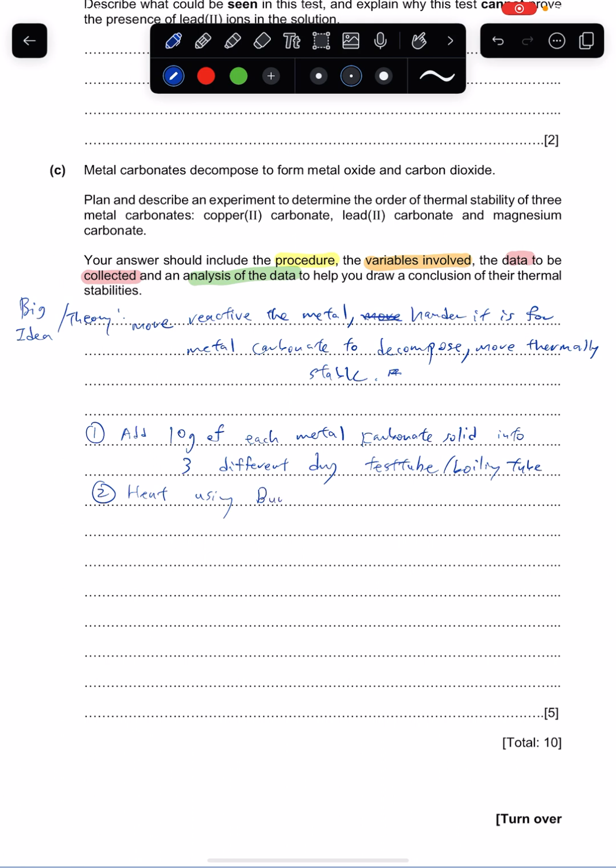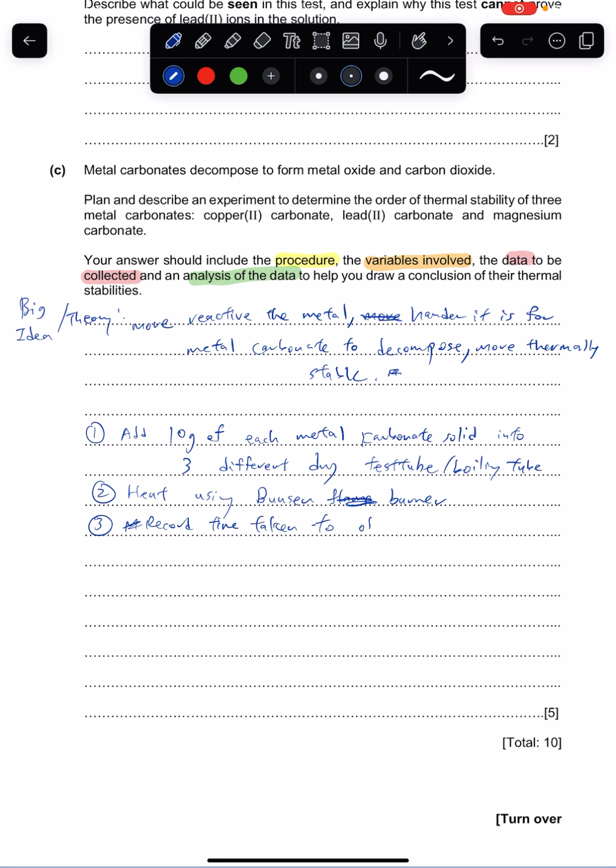Heat using Bunsen burner. Then using what? Your hands. Heat using Bunsen burner. Then have you measured anything? No, right? So you can tell them, so you will record time taken to obtain a particular volume, or maybe record how much gas is collected in a fixed time frame.